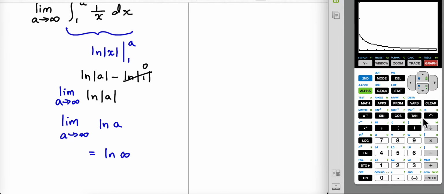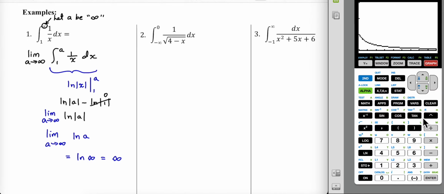Now I can evaluate my limit by substituting an infinity in, and I'd be looking at ln of infinity. The natural log of infinity is infinity, and so we get no solution here, but instead of saying no solution, we would say this diverges. It doesn't converge on a particular area because it's always going to be accumulating more and more area. All right, so this diverges.